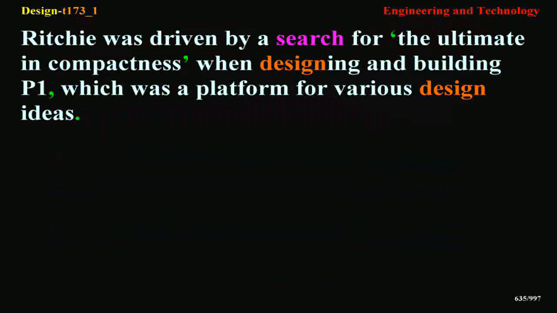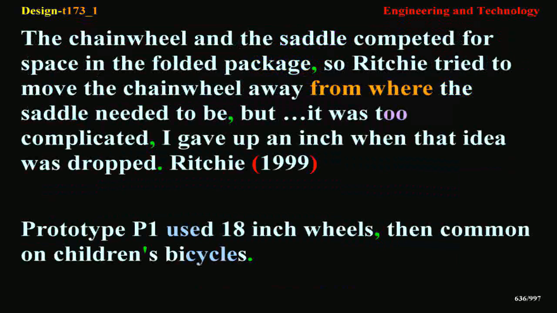Ritchie was driven by a search for the ultimate in compactness when designing and building P1, which was a platform for various design ideas. The chainwheel and the saddle competed for space in the folded package, so Ritchie tried to move the chainwheel away from where the saddle needed to be, but it was too complicated. "I gave up an inch when that idea was dropped," Ritchie, 1999. Prototype P1 used 18-inch wheels, then common on children's bicycles.